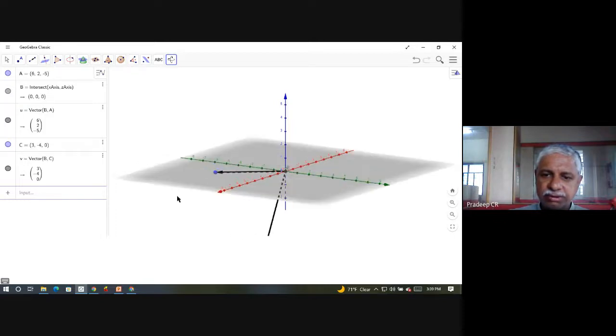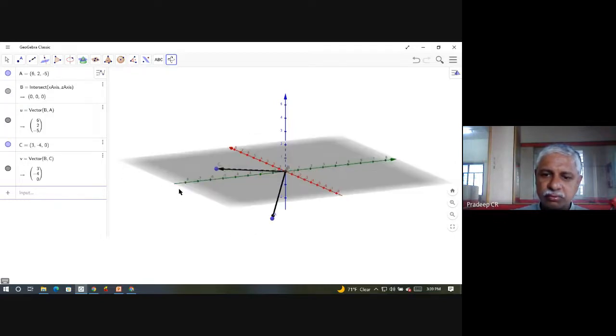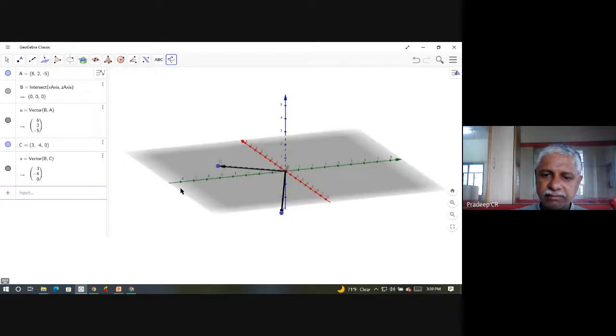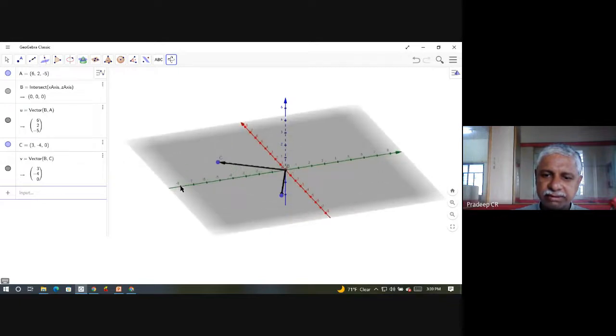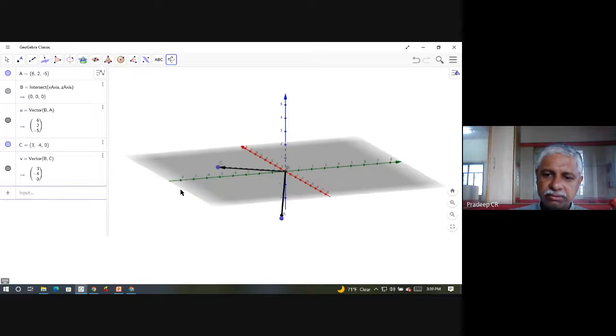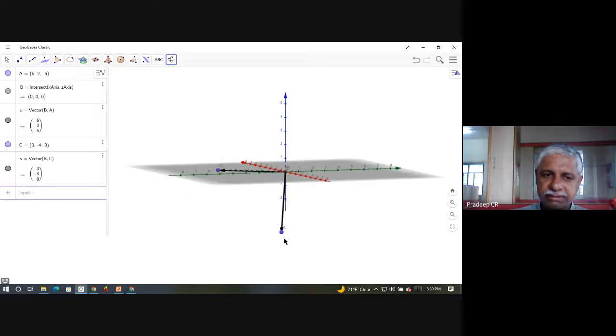The question is, what is the dot product of these two vectors? You can see both of them nicely in this angle. This is 6i plus 2j minus 5k, and this vector is 3i minus 4j. Now one wants to find the dot product and the angle between them.